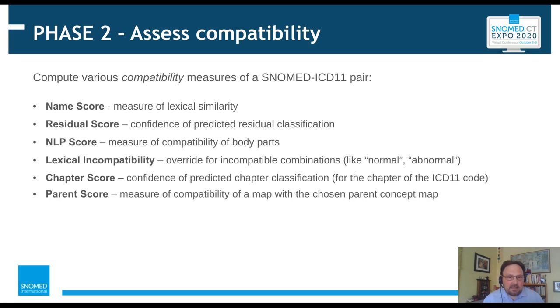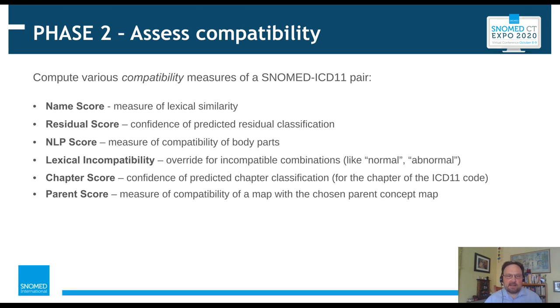So once we have a set of candidates, we go through and one by one assess the compatibility of the SNOMED concept and the ICD11 code in this case. And these are 6 important measures we use. First one, the name score, is essentially a measure of the lexical similarity of all of the names associated with the SNOMED concept and all of the names associated with the ICD11 concept. And we basically find which is the best match and put a score on that between 0 and 1.